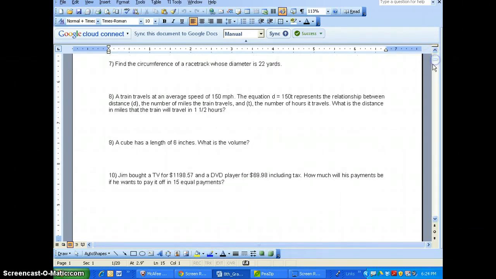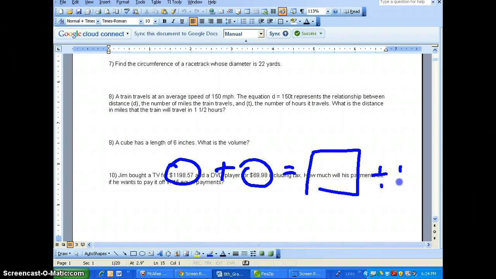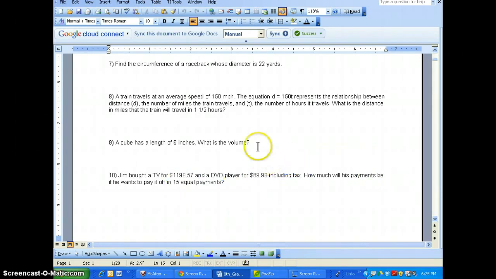Number 10. Jim bought a TV for $1,198 and a DVD player for $69.98, including tax. How much will his payments be if he wants to pay it off in 15 equal payments? What you need to do first is add these two together, and take your total and then do what? Yep, divide by 15. And that'll give you how many dollars per month. All right, that was day 1.